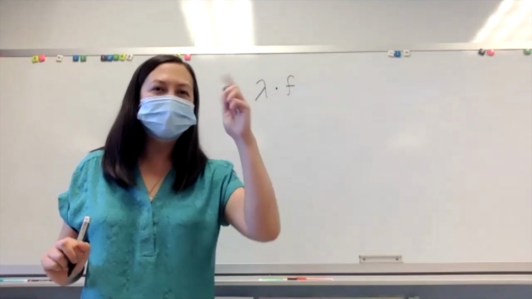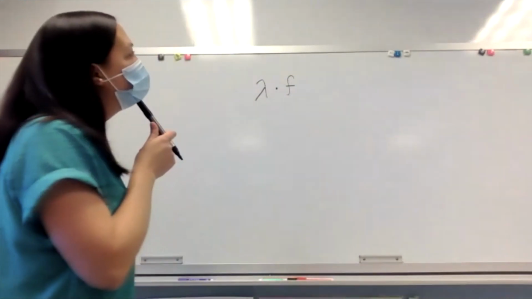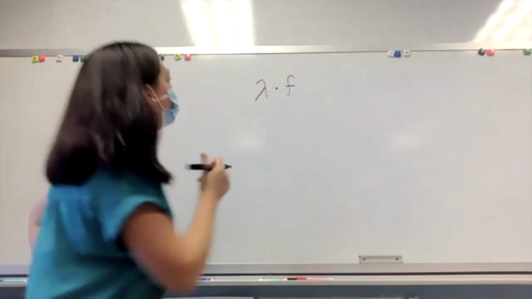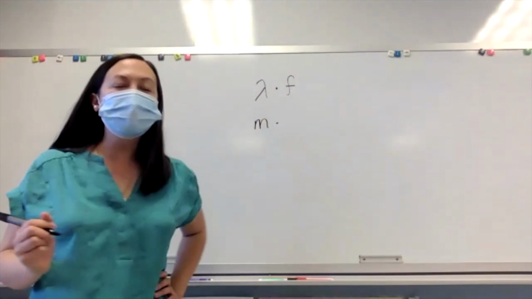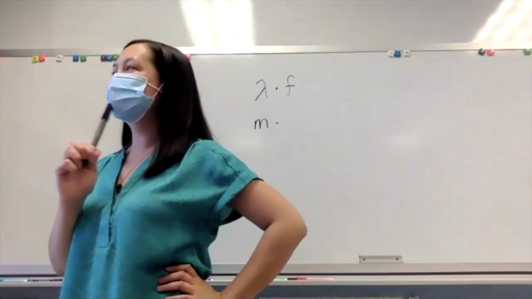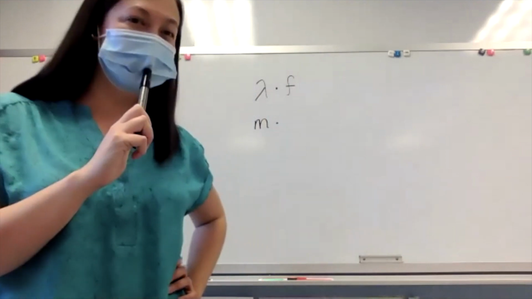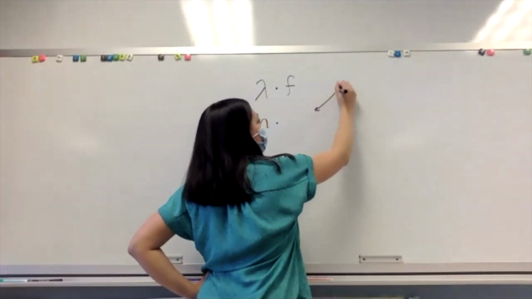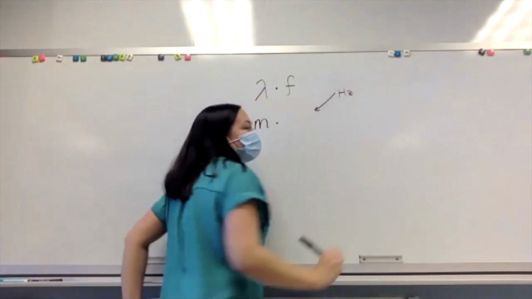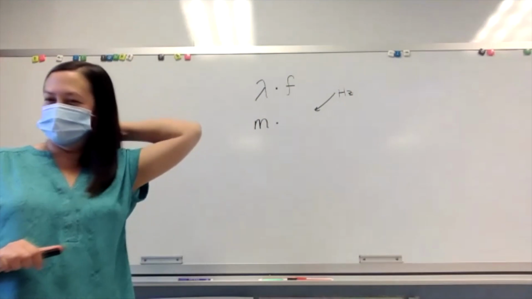So help me out. What is the unit of wavelength? Wavelength in meters. All right. What is the unit of frequency? Hertz or Hz. Hertz. All right, now a tricky one. What's the other way you can write hertz? S to the -1.